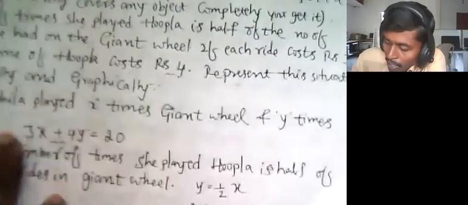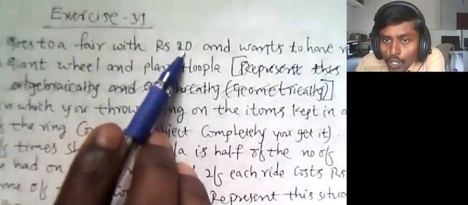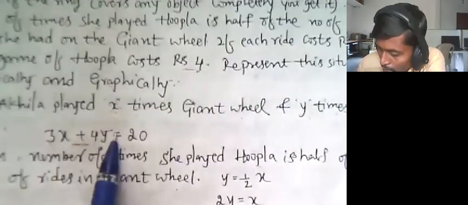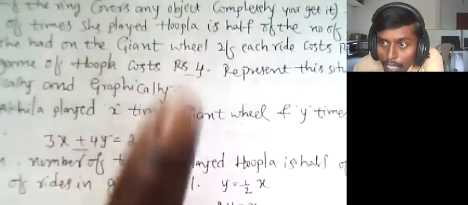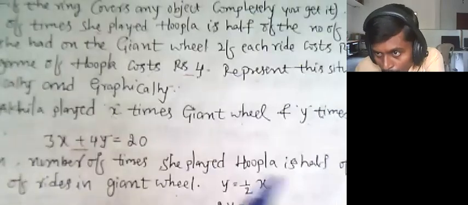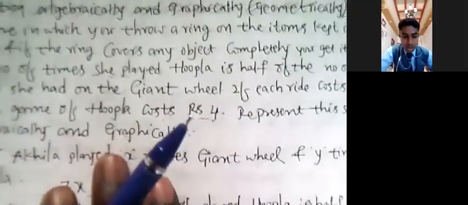In the first sentence they are given Akila goes to a fair with rupees 20. Therefore, the total cost is only 20 rupees, so I am taking it equal to 20. We got only one equation. We want another equation because we are studying a pair of linear equations. How do we get another equation?